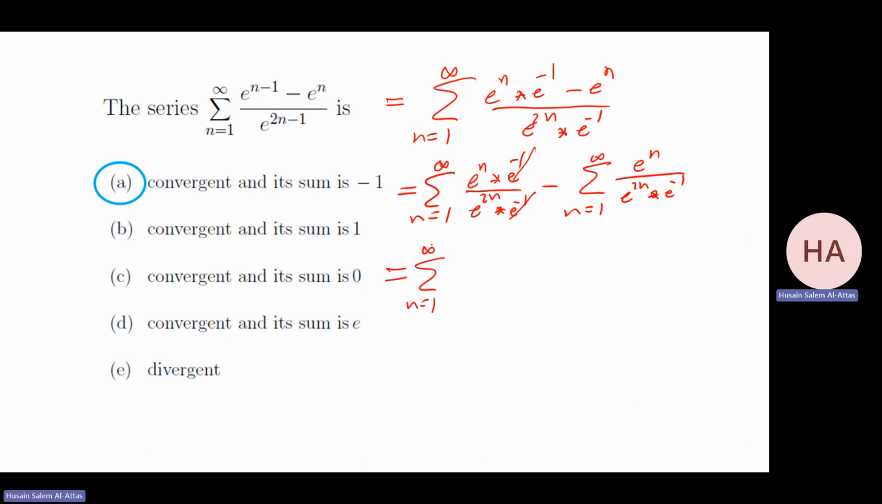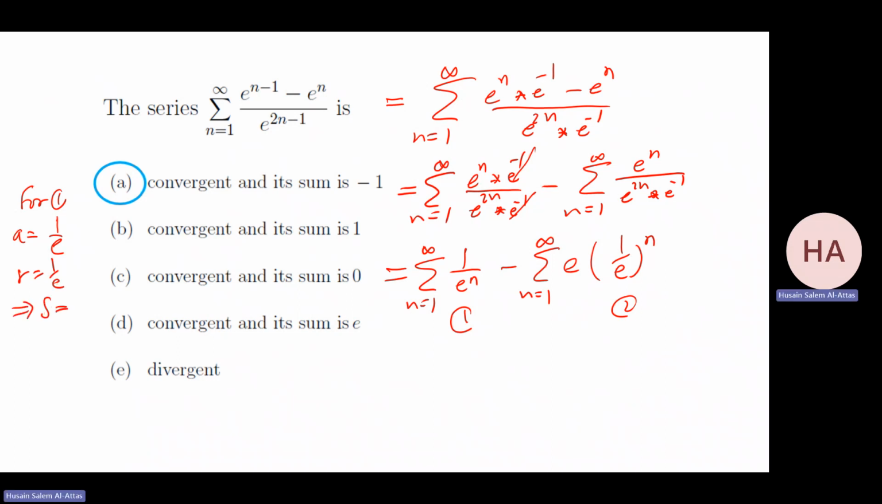So I have summation n equal 1 to infinity, 1 over e to the power n here. And this one, I have what? This is e times 1 over e to the power n. Yeah. So I need to call this one 1, call this 2. So for 1, what will be a? At n equal 1, it will be 1 over e. And r is 1 over e. So it will be S for 1, a over 1 minus r, which is 1 over e over 1 minus 1 over e. And that is 1 over e over e minus 1 over e, so that will be 1 over e minus 1. So this one is 1 over e minus 1.